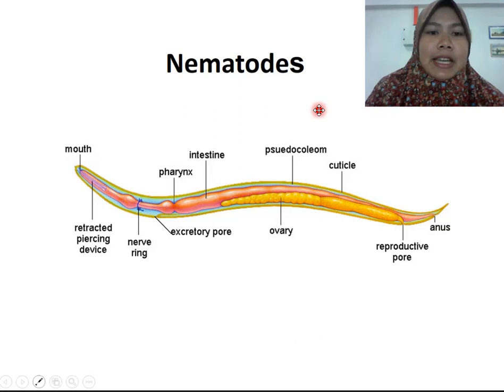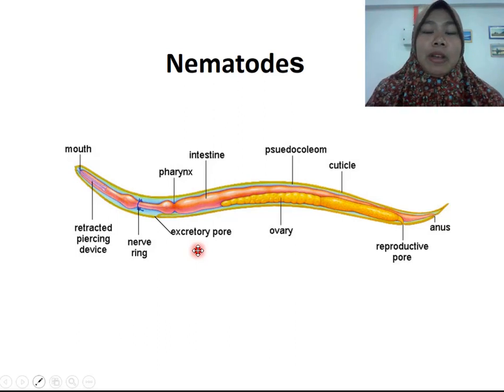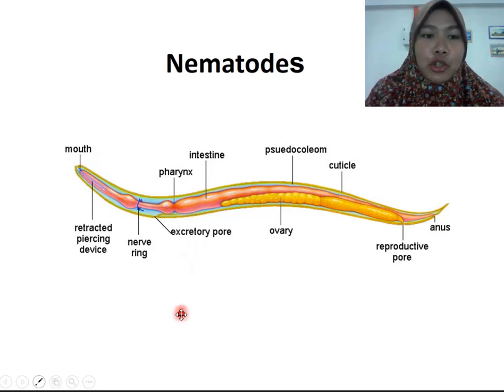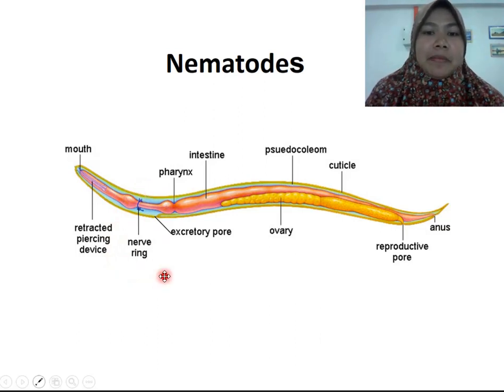This is the larger view of the roundworm nematode with the excretory pore. Are they showing cephalization? What do you think? Yes, they show cephalization because you can see the structure here, the nerve ring.